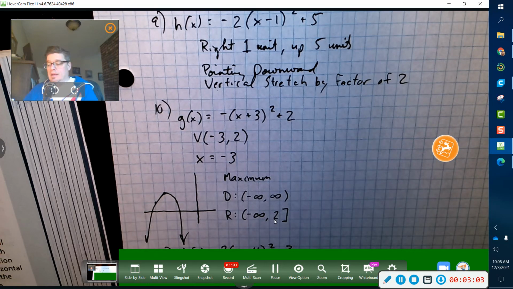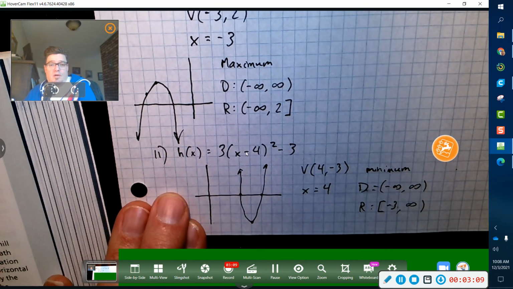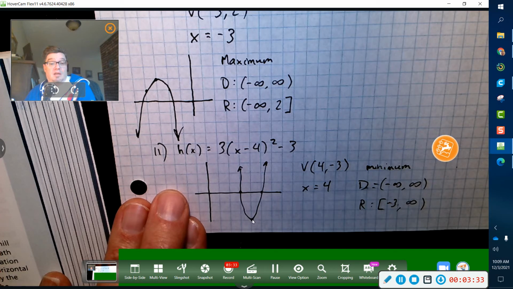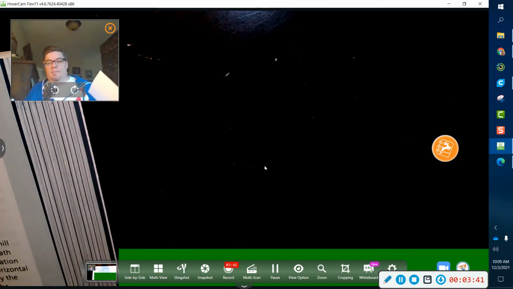All right. And so same thing with number 11. Let's get that graph. Okay, you go to positive 4, negative 3. So 4, 3. We have a vertex at 4, negative 3. Our axis of symmetry is x equals 4. Because this is pointing upward, it's got to be a minimum value. And the domain will be all real numbers because we're going all the way to the left, all the way to the right. That's what these arrows suggest. But the range means that our lowest value is negative 3, and from there on, we just go up as high as we need to. Okay, so that's 11.